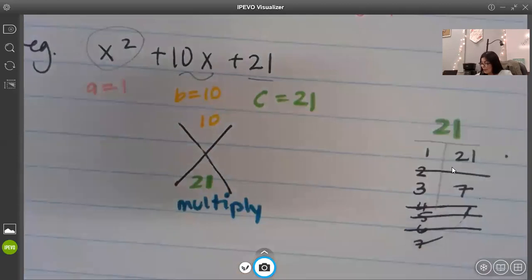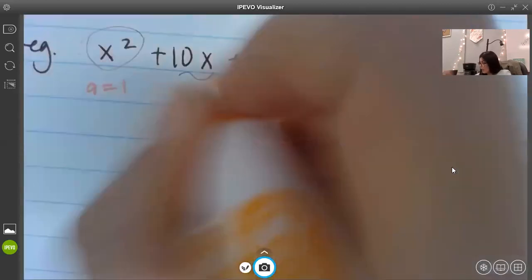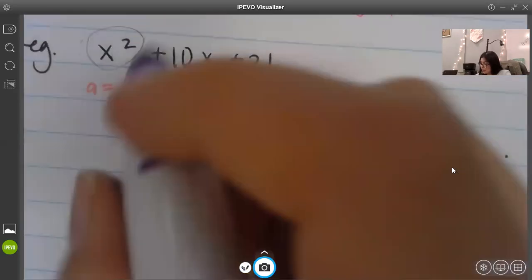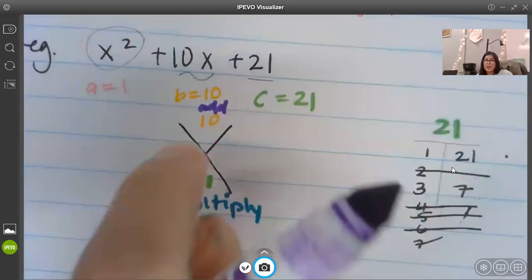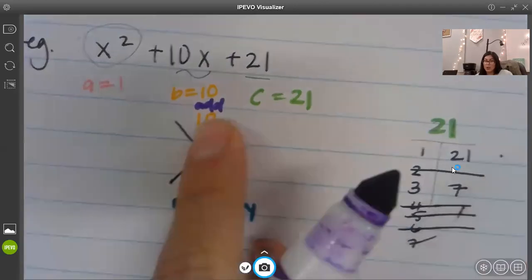Now we're going to add them. Did I use this marker? No, I did use purple. We're going to add them to see which one gives me 10. Those are the factors: if I add them and it equals 10, those are the correct factors.